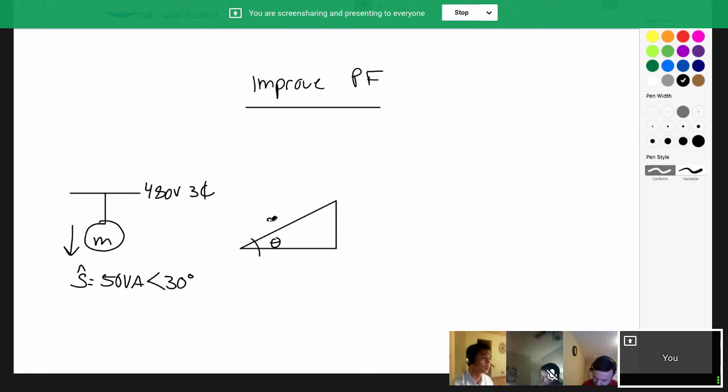So if we draw this out, we've got 50 volt amps up top, right? That's our magnitude of S. We've got a theta of 30 degrees. Who can tell me how much reactive power that motor is consuming? I'm going to use the tangent expression. Tangent expression, sure. Help me out. How would we do that?